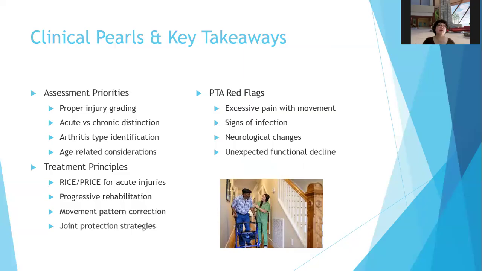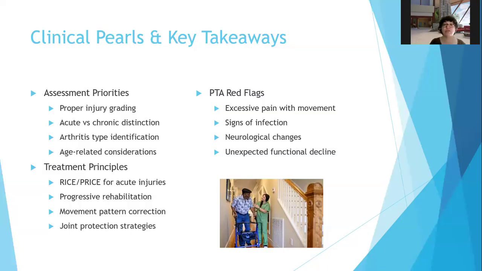So our assessment priorities are proper injury grading. We're going to do something different if we have a grade 1 strain versus a grade 3. Acute versus chronic, we're going to have a different treatment approach for an acute problem versus a chronic problem. The type of arthritis, we're going to have a different treatment approach for osteoarthritis versus rheumatoid arthritis, and age-related considerations. So the older you get, the more important function becomes, even though it's important when you're young. But the treatment principles for acute injuries were RICE and PRICE, progressive rehabilitation, movement pattern correction, and joint protection strategies.